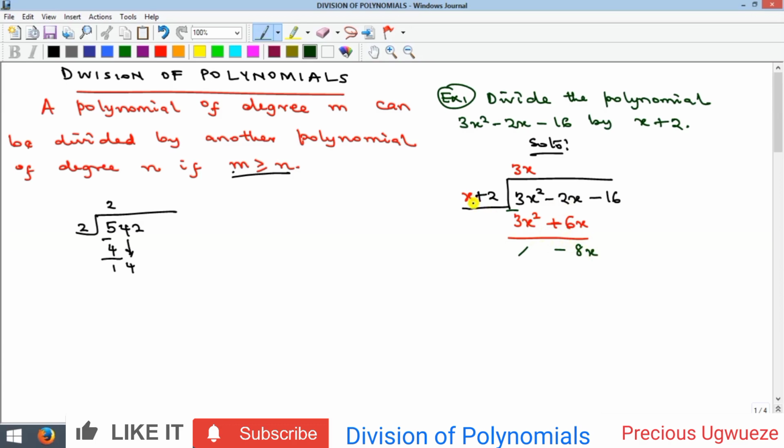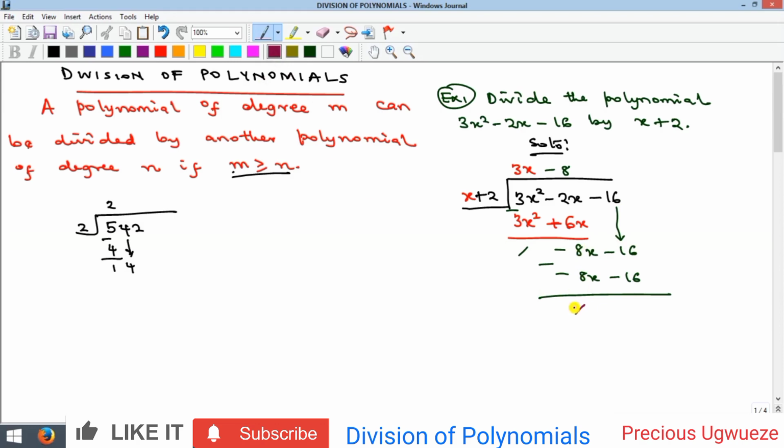We check, can x go again? Of course x can divide 8x, and if it goes, you will have minus 8. So minus 8 will now multiply again, so we'll have minus 8x, and then minus 8 times 2 will give us minus 16. We bring down what we have here, and we also have minus 16 here. Then we check if there is another remainder, and if we do that, we subtract.